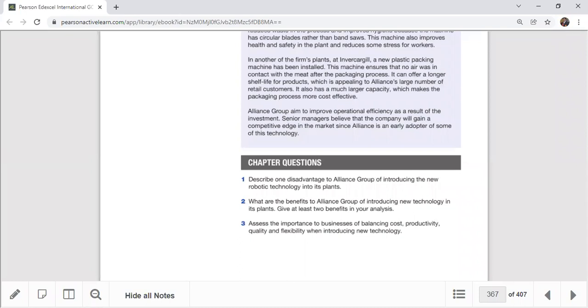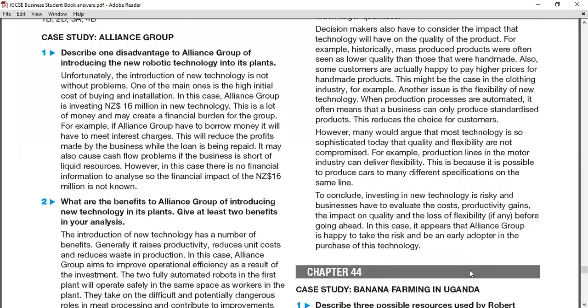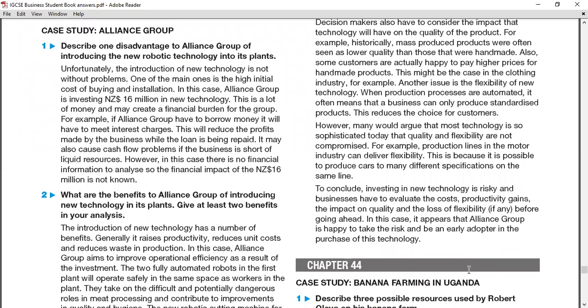Okay, let's go to the answers, the marking schemes about this case study. It's a really good case study, Alliance Group. Okay, number 1: describe one disadvantage to Alliance Group of introducing new robotics technology in its plants, right?